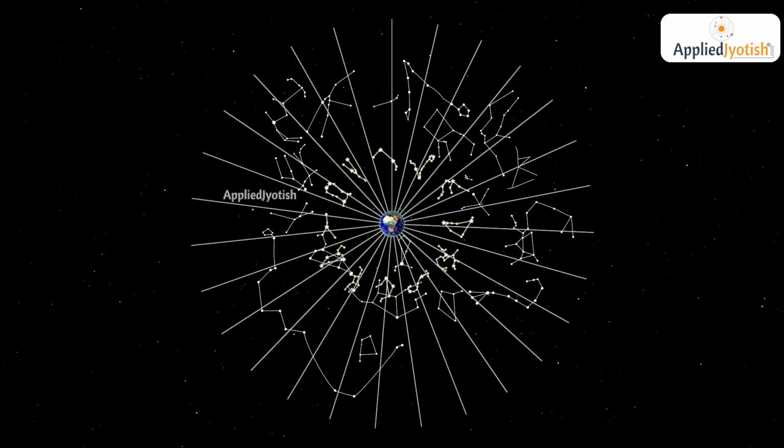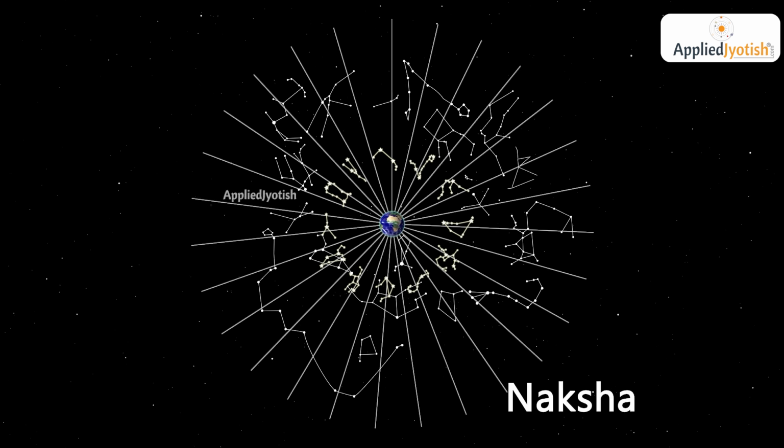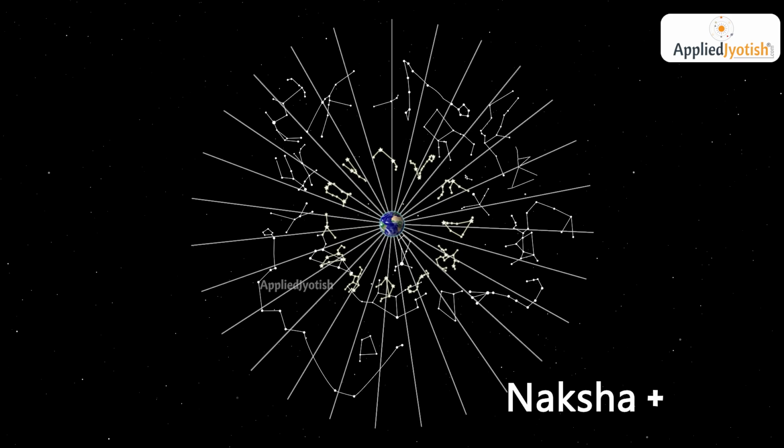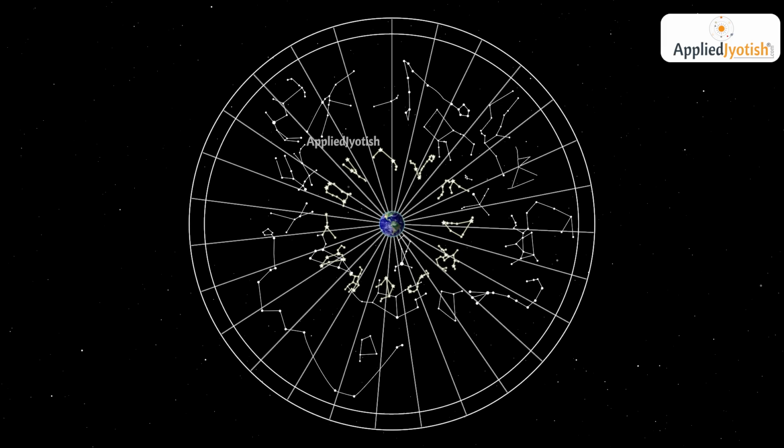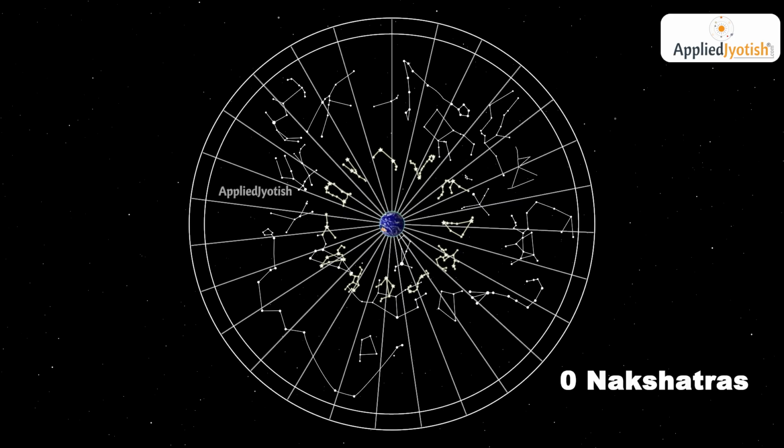The word nakshatra is derived from naksha, which means map, and tara, which means star, meaning it is a map created by the stars. Notice here that the countless clusters of stars in space create a star map around the Earth, and each section of this map has its own specific name.